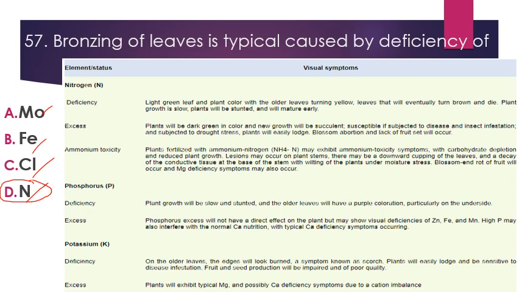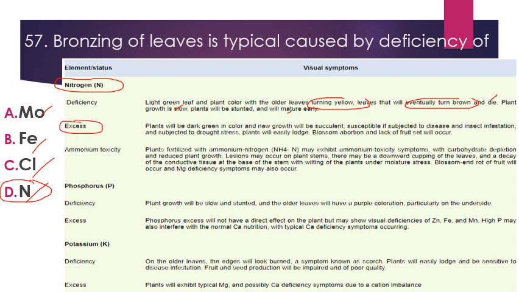So firstly, nitrogen. Its deficiency causes light green leaf color, and with old age, leaves turn yellow and eventually turn brown and die. So plant growth is slow. When the soil is deficient in nitrogen, plants will be stunted and will mature early.